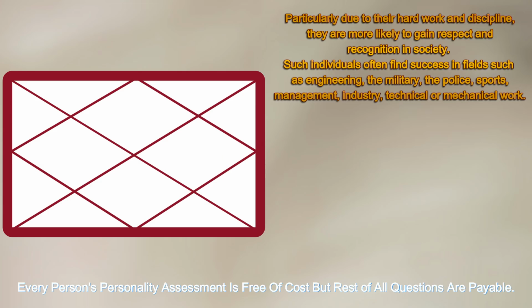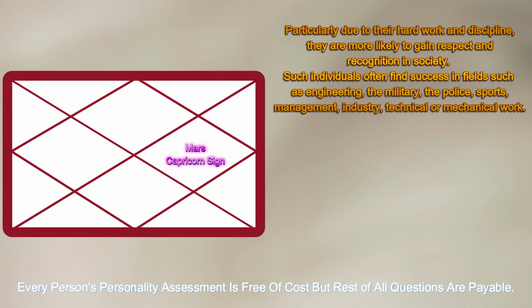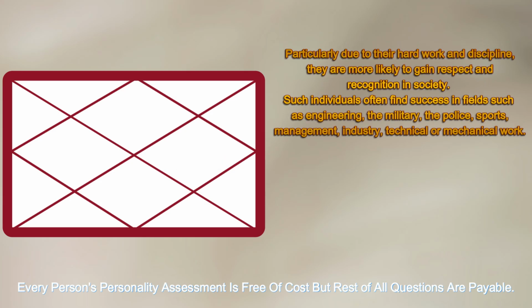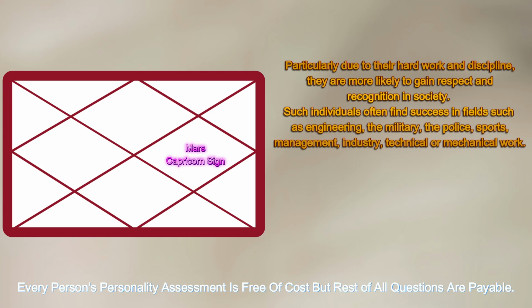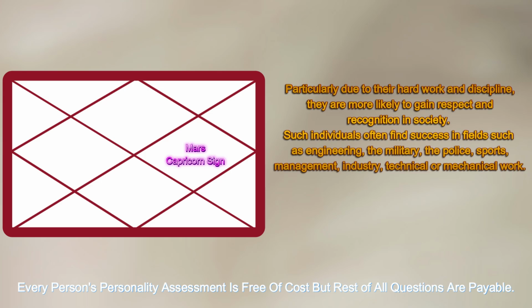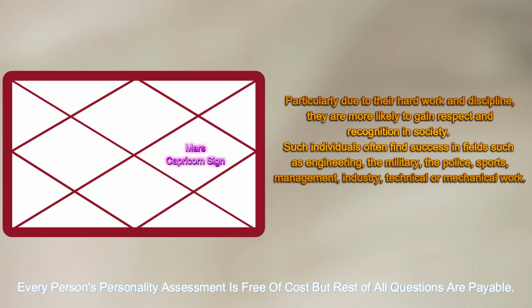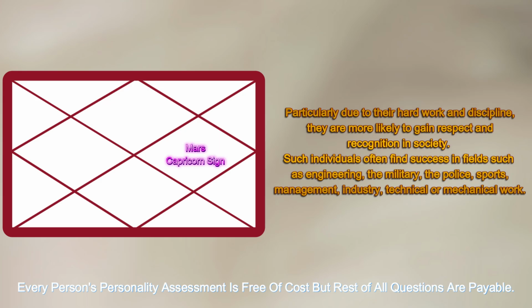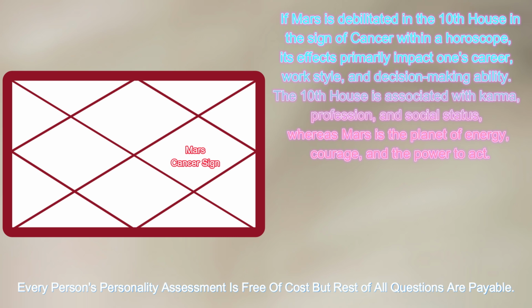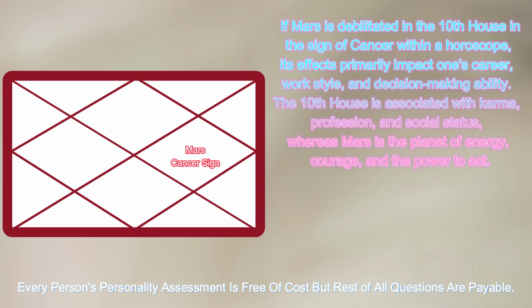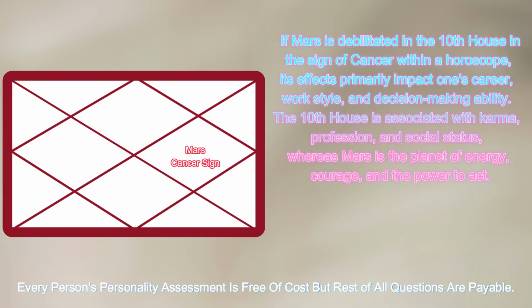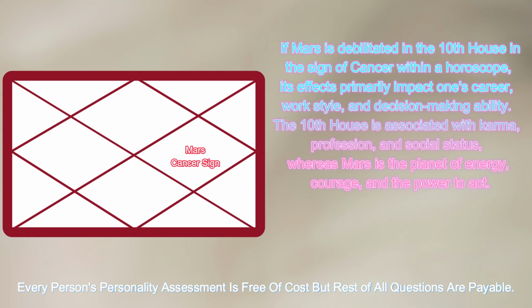Particularly due to their hard work and discipline, they are more likely to gain respect and recognition in society. Such individuals often find success in fields such as engineering, the military, the police, sports, management, industry, technical or mechanical work. If Mars is debilitated in the 10th house in the sign of Cancer within a horoscope, its effects primarily impact one's career, work style, and decision-making ability.